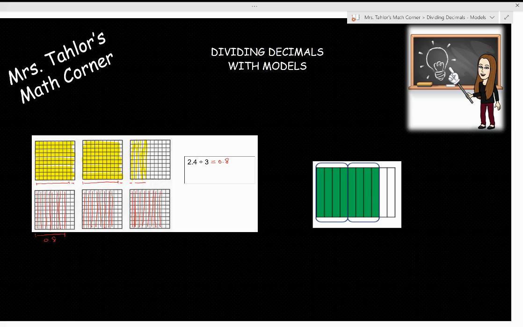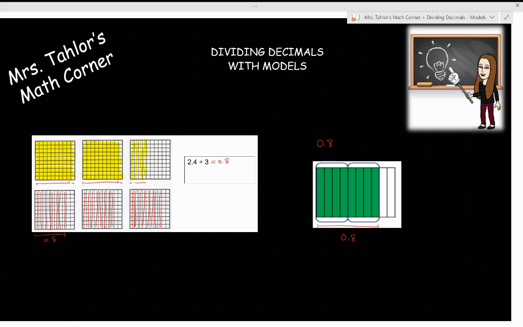Now I can look over at my next model. I see that there are some tenths that are shaded in green. If I count them, 1/10, 2/10, 3/10, 4, 5, 6, 7, 8/10. There are 8/10 in all that are shaded in green. That means that 8/10 is my dividend.